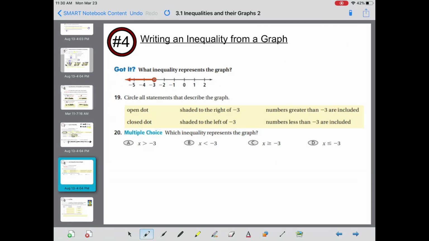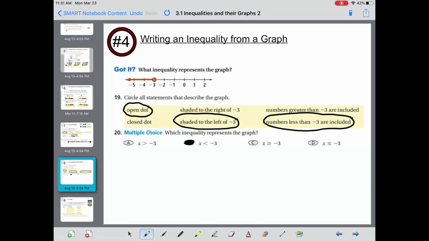Writing an inequality from a graph. What inequality represents the graph? Well, we have an open dot, I see. It's shaded to the left of -3. And the numbers to the left along the orange arrow are less than -3. So again, we have an open dot with numbers that are less than. So that's just the less than symbol. X is less than -3. Choice B.